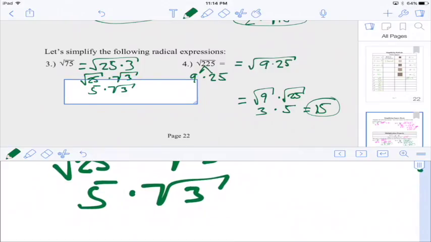Okay, so the gist of this is to divide out perfect squares. Okay, get lots of practice with this. Be sure to ask questions.